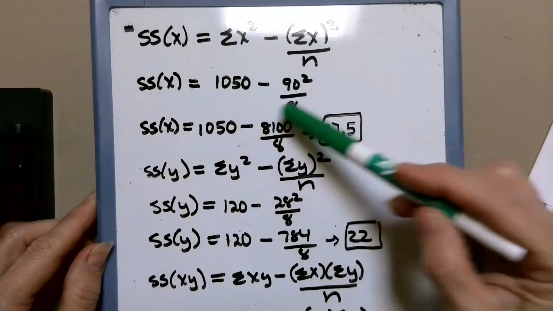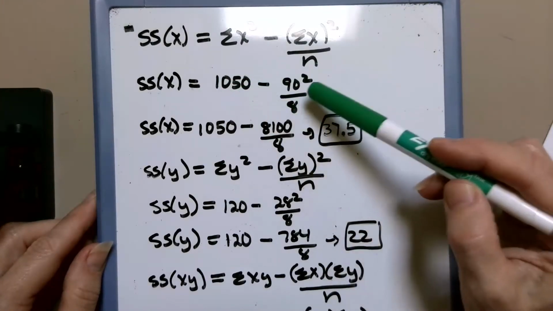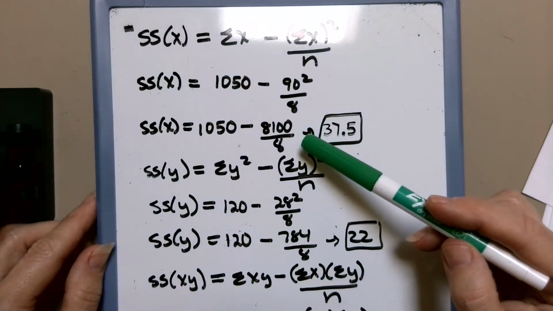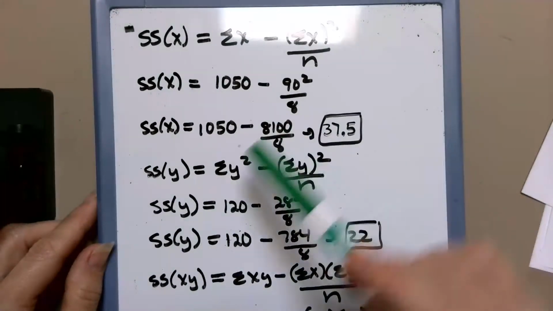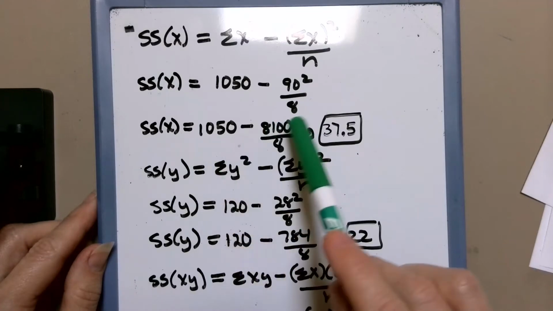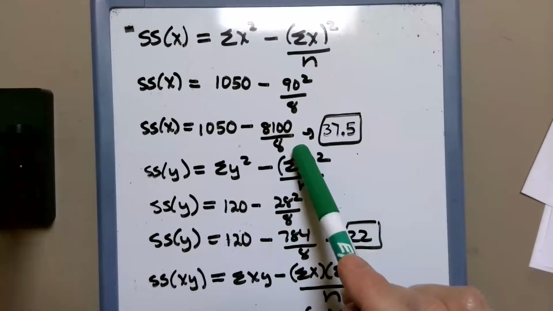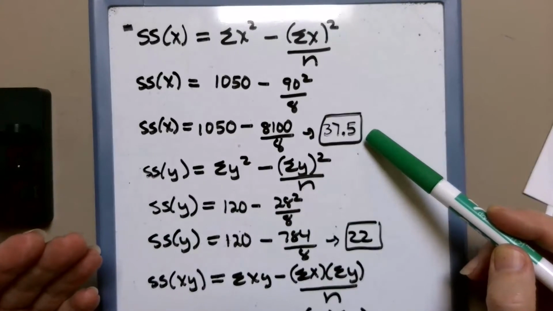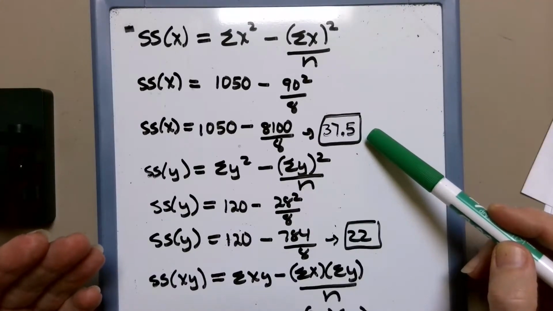You could probably put this version of the formula in your calculator, and it'll give you the right answer. Or you could do 90 squared is 8100, and put 1050 minus 8100 divided by 8 in your calculator. It should follow the order of operations correctly and give the sum of squares of X as 37.5.